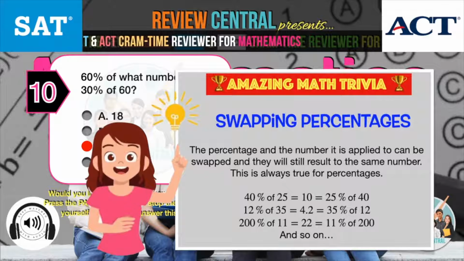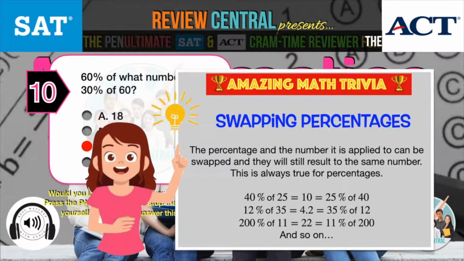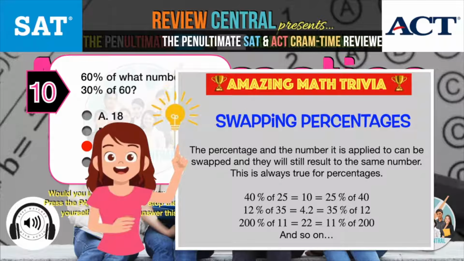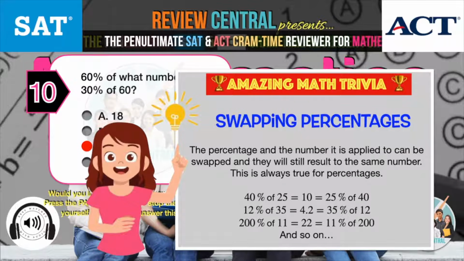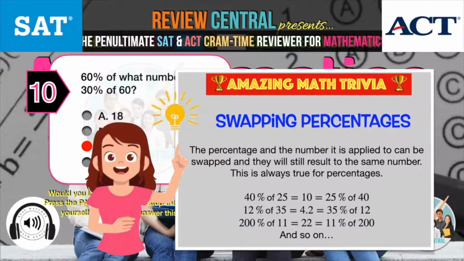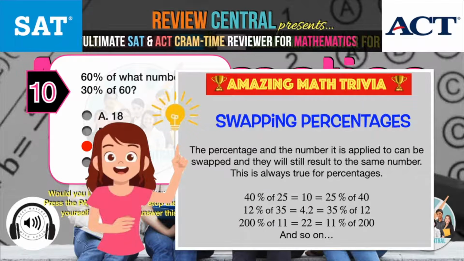60% of 30 equals 30% of 60. The percentage and the number it is applied to can be swapped and they will still result in the same number. This is always true for percentages. Try it yourself with other percent and number combinations. 40% of 25 equals 25% of 40. 12% of 35 equals 35% of 12. 200% of 11 equals 11% of 200. And so on. Amazing, right?